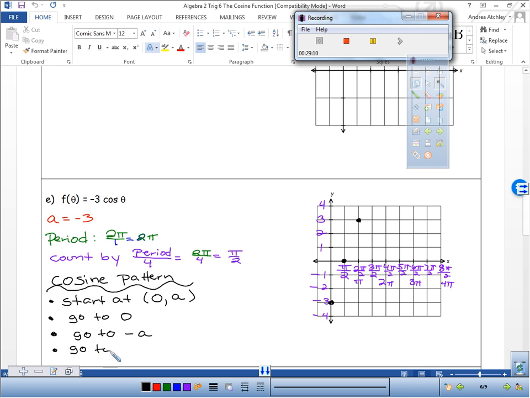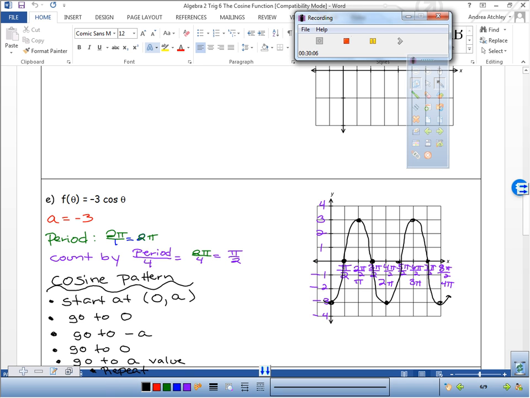You're going to go back to 0. Then we're going to go back to the A value. So in this case, it's at -3. Then you're just going to repeat. So the last step is to repeat that again. Okay, so back to 0, positive, 0, negative. And again, make your lines curved. Any questions over that? We're all good?